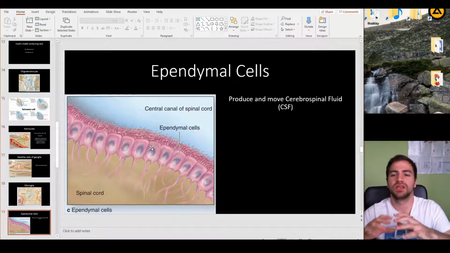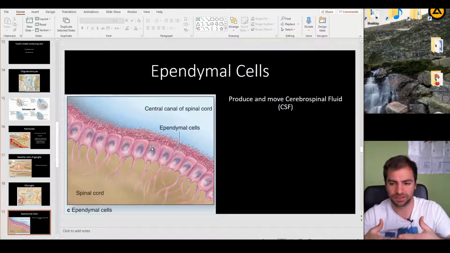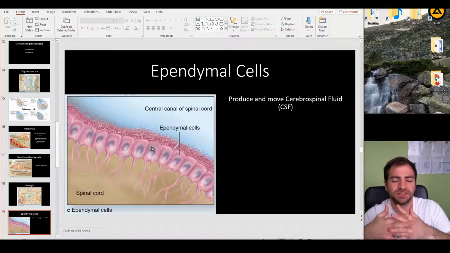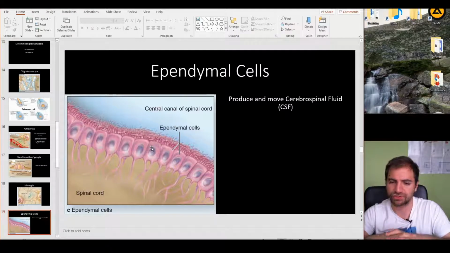Now, the ependymal cells are going to be the first step to a very big discussion when it comes to the CSF, the cerebrospinal fluid. So the ependymal cells are cells that are typically found in the choroid plexus. We'll discuss where the structure is in just a bit in the picture. And the function of these cells is to produce and move cerebrospinal fluid.